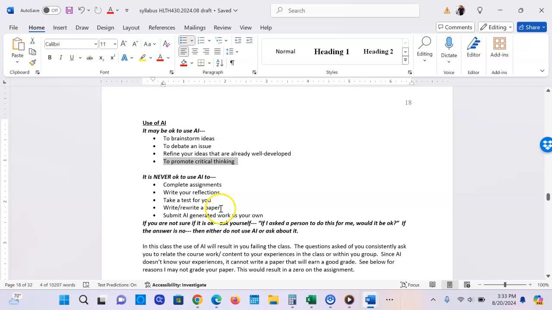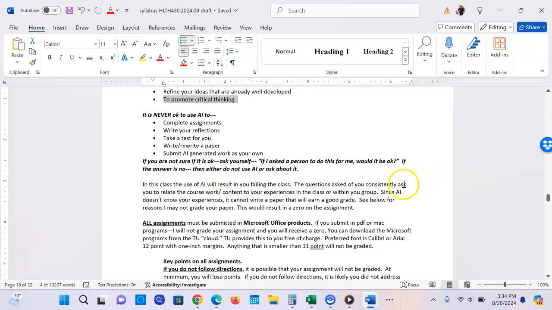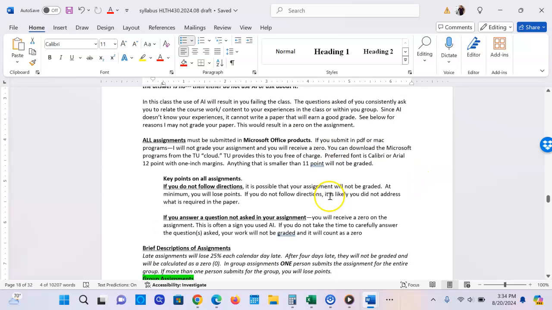To write or rewrite a paper for you, if you asked a human being to do that, you know that's wrong. It's also wrong in AI. And then to submit AI-generated work as your own, would you submit someone else's work as your own? So the question you should always ask is, using AI, would this be okay with a human? And if it's okay with a human, it is most likely okay with AI. And we are going to use AI on one assignment during class.